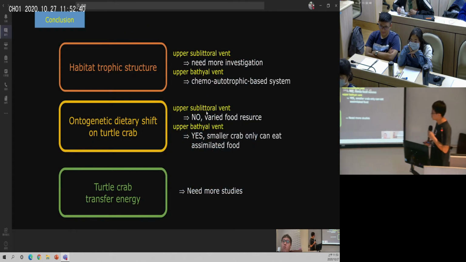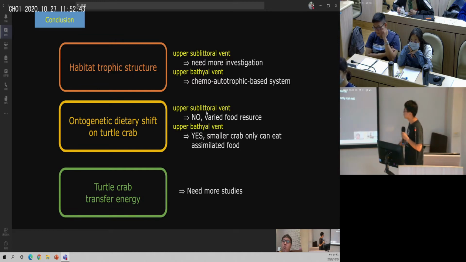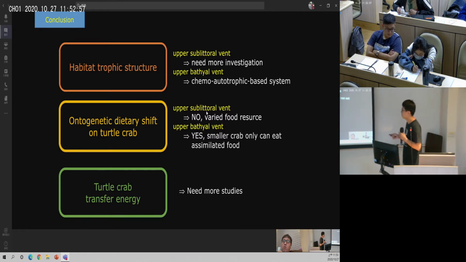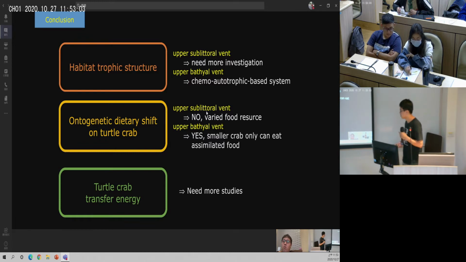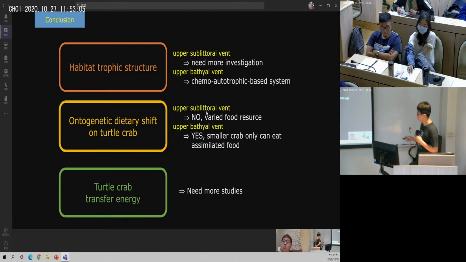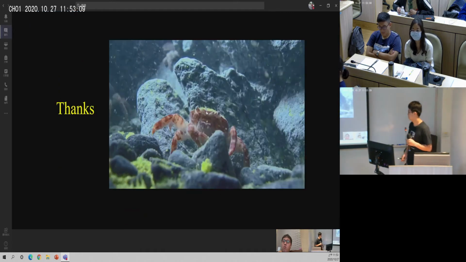So in our conclusion, for the trophic structures on this coastal vent, we need more investigation. They can't just be classified. And the bathyal vent is a chemoautotroph-based system. We can see many bacteria. Is there an ontogenetic dietary shift? Yes, in the upper bathyal vent. And for the energy transfer, there need to be more studies. Thanks for your attention.